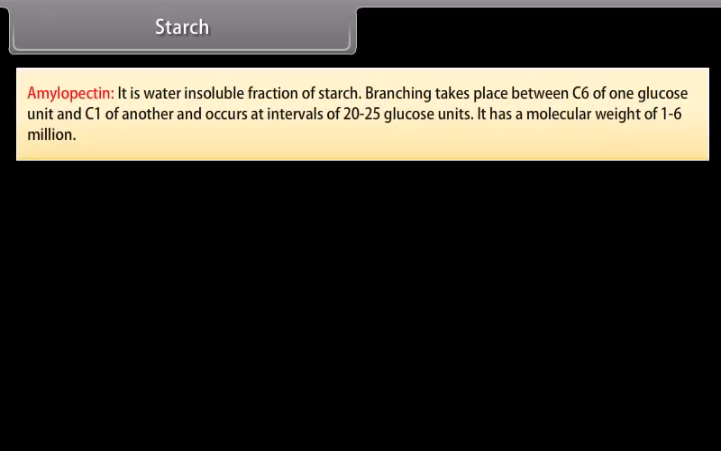Amylopectin is the water-soluble fraction of starch. Branching takes place between C6 of one glucose unit and C1 of another, and occurs at intervals of 20 to 25 glucose units. It has a molecular weight of 1 to 6 million.